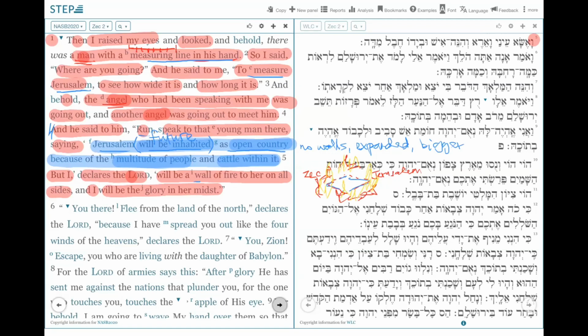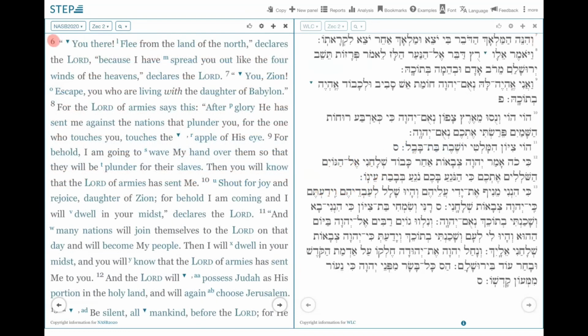The wall of fire is a defense for Jerusalem, and God will be in the midst. So the picture that we're given in this vision is that there are two discussions of Jerusalem, one today and one in the future. And the future will have no walls, but the walls will be God providing it. Verse 6, or verse 10 right now.